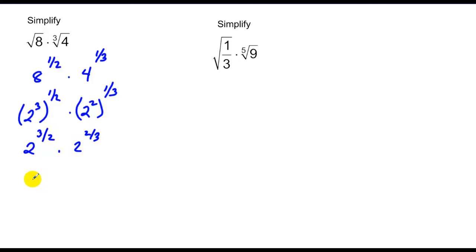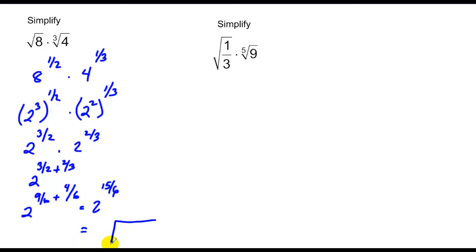Now we can take and add our exponents. So this is 2 to the 3/2 plus 2/3. I'm going to need a common denominator. So I have 2 to the 9/6 plus 4/6, which is 2 to the 15 over 6. Now sometimes they'll ask us to leave these in exponential form, sometimes they'll ask us to put it back into radical form. So that would be something like this.